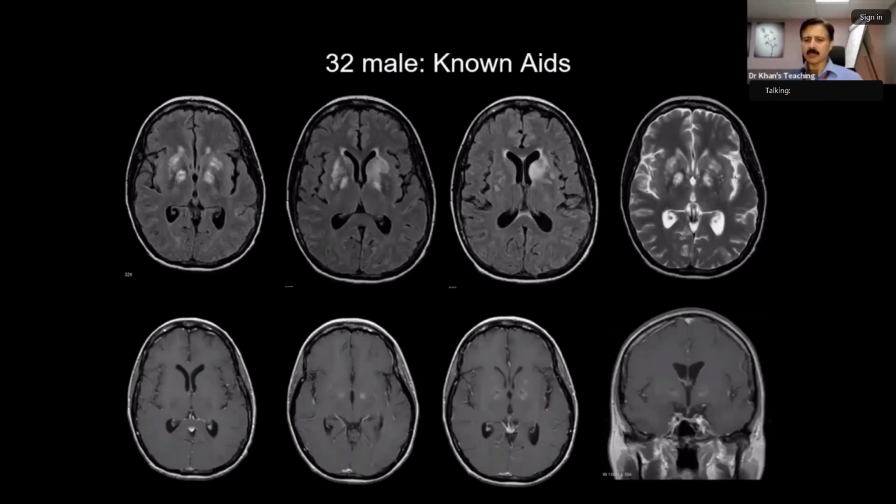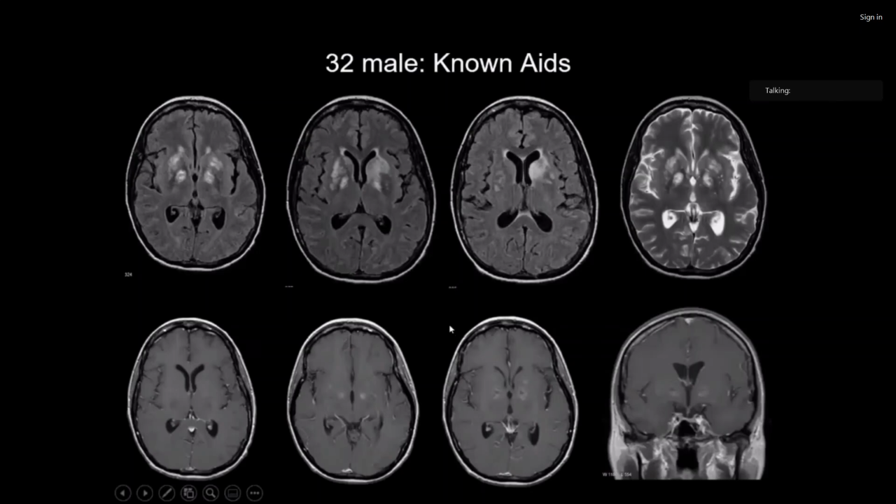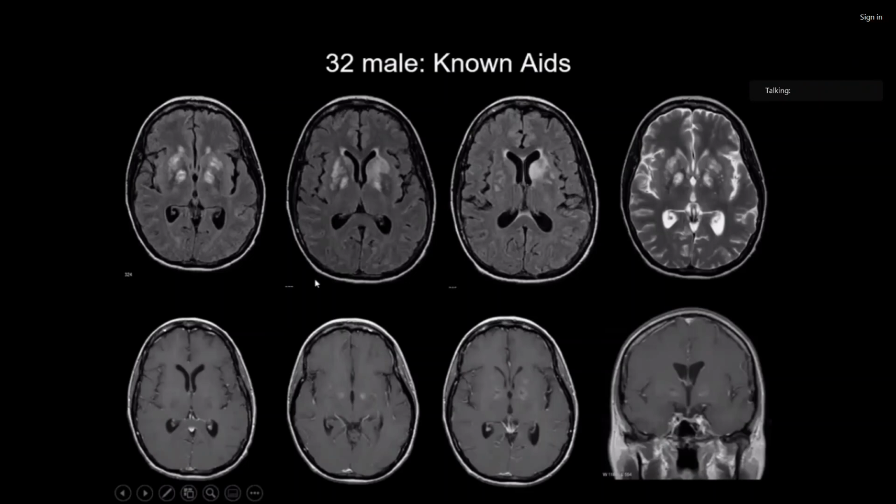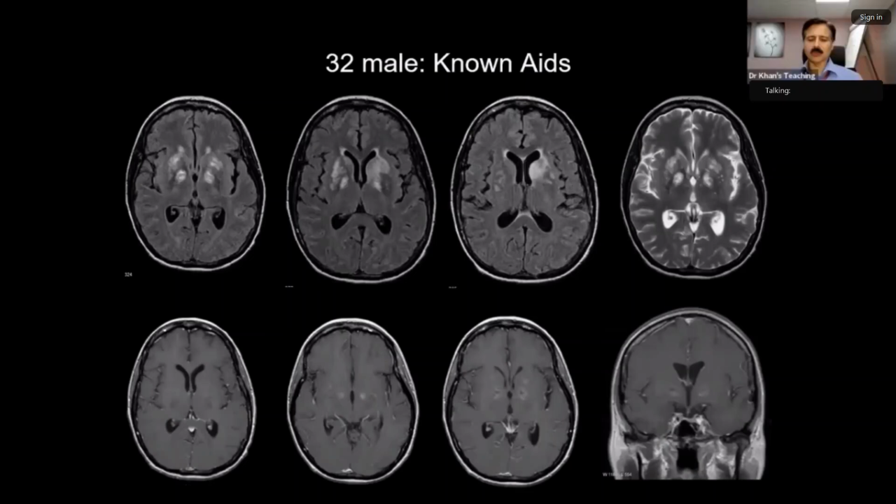Hint, anatomy. My hint is anatomy. Anything comes to your mind? Sure. I can see the lentiform nucleus is involved on the right side, and also the internal capsule. Bilaterally. Yeah, a bilateral symmetrical type of finding. Anything comes to your mind? No.